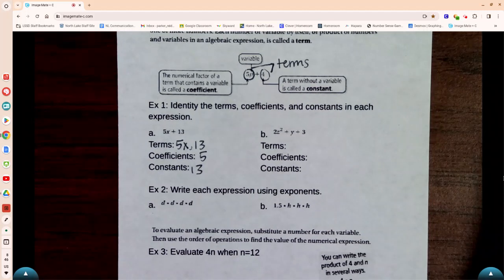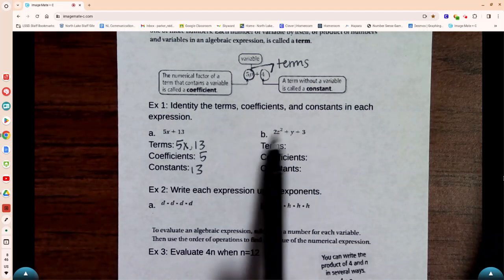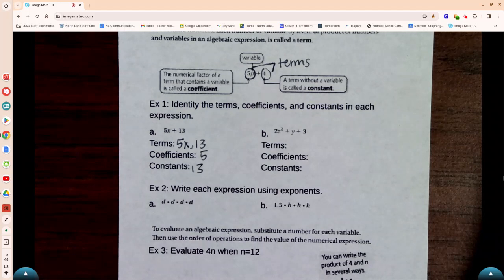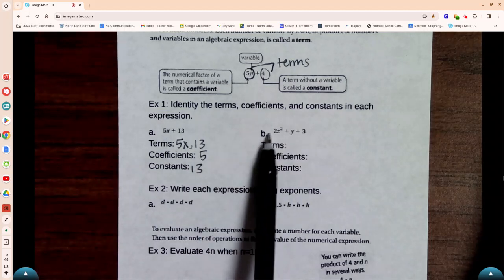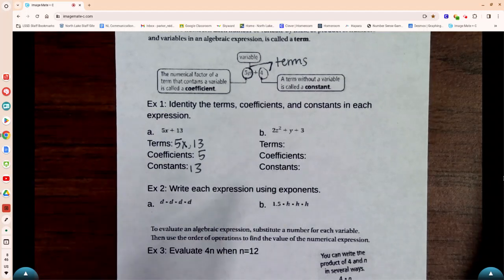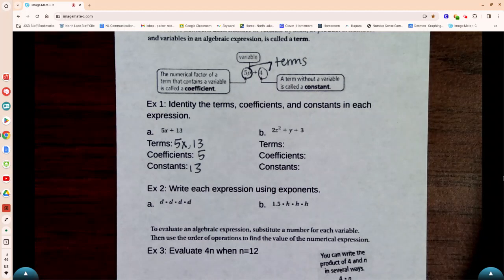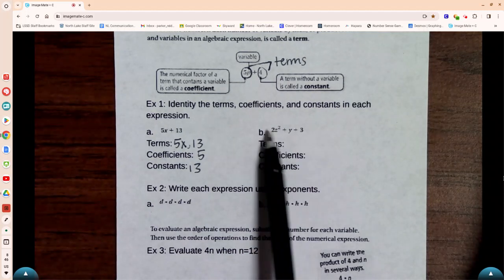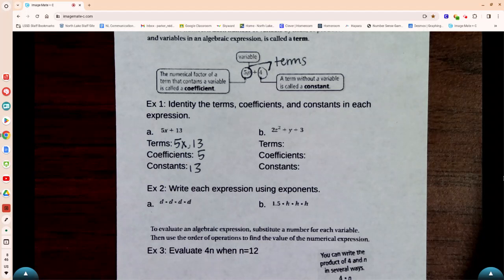Next one, we're going to do the same thing. How many terms does this expression have? Let's start with just how many, so we know how many we're going to have to write down. How many terms does this expression have? Yeah, correct, because there's 3 chunks that are being added together. What is the first term? What would I write down for the very first one?